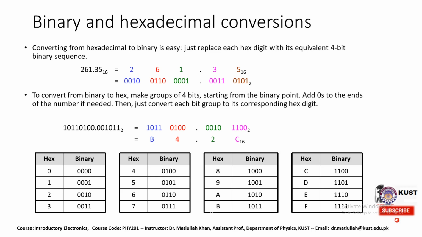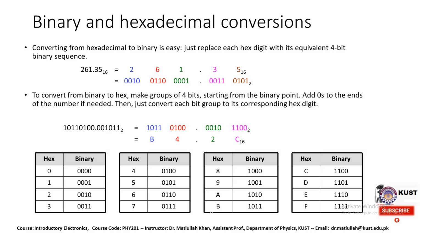So binary and hexadecimal conversion is very easy. We have a hexadecimal value, that is 261.35 in the base of 16, and we need to convert it into decimal number systems. So what we need to do, we need to do this in the base 16.